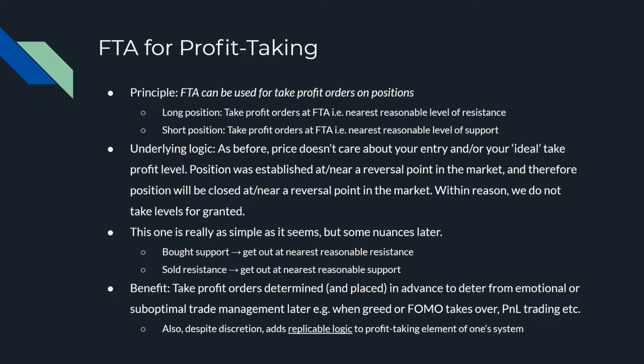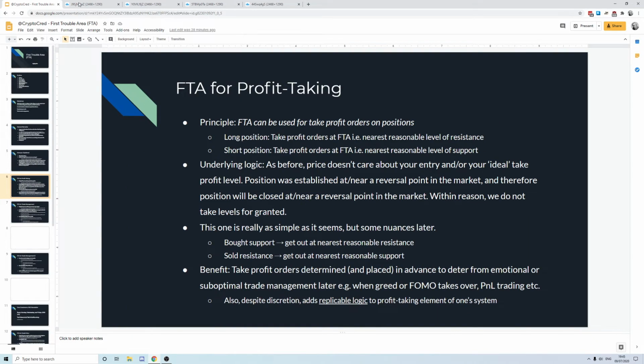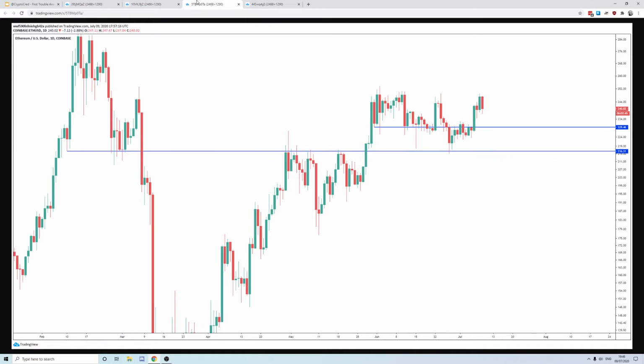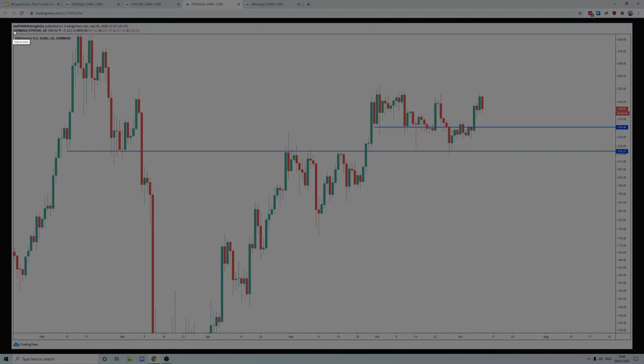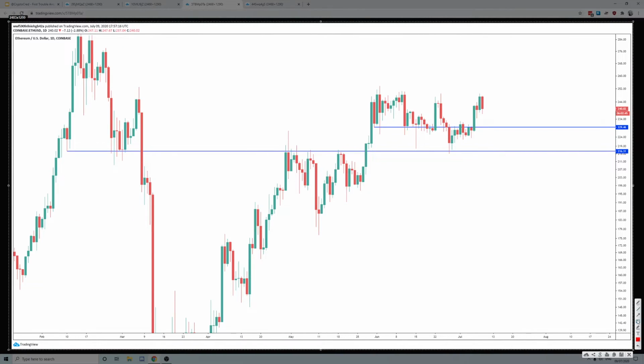That's what we like. So an example, when we say nearest reasonable level of resistance, again, we'll revisit this when we talk about time frames, but as a basic example, we've got the ETH chart here, ETH USD on the daily. You've got 2 levels. You've got a level of support at 216. You've got prior lows here, a couple of highs, and the breakout level. Let's say you're establishing long positions at or around this area.